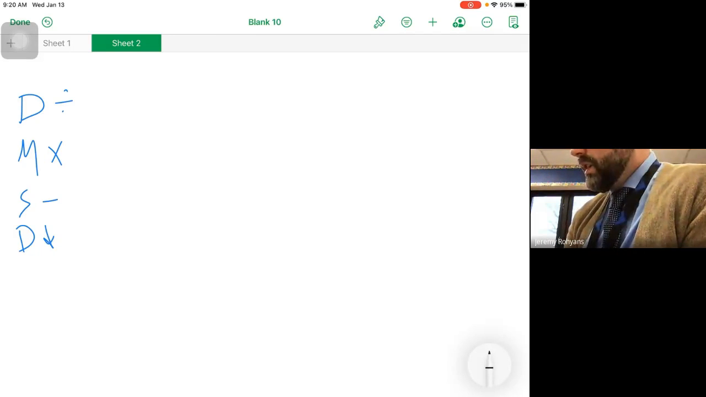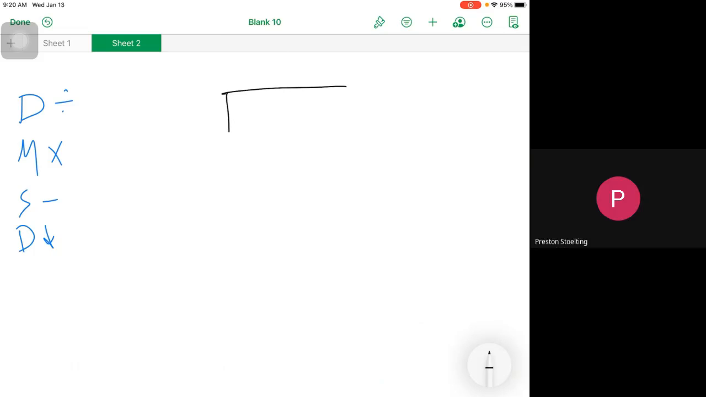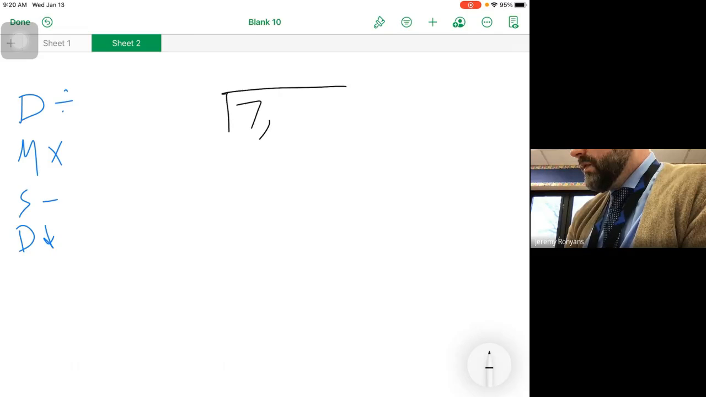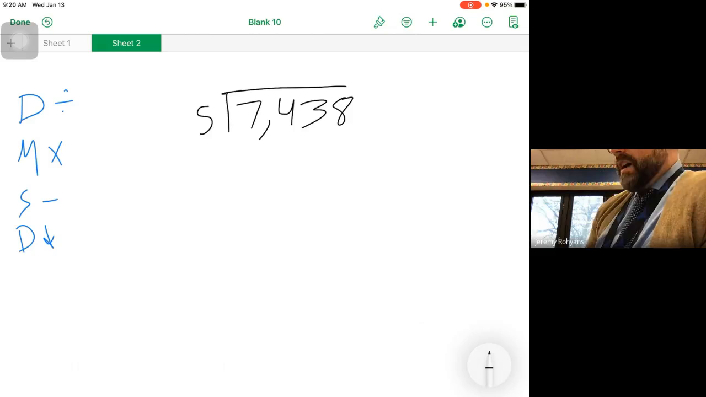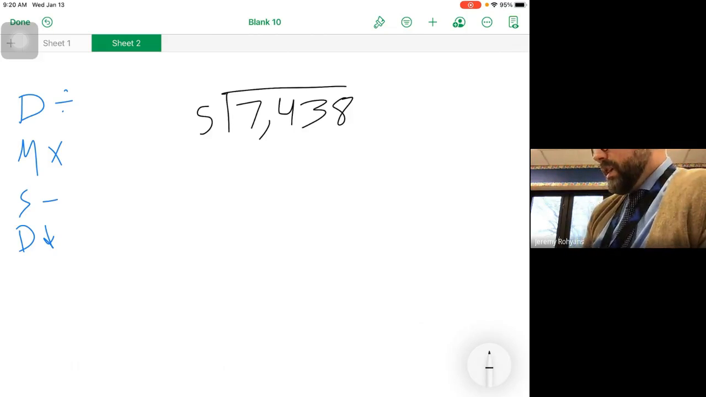So let's look at the number 7,438 divided by 5. 5 goes into 7. I see that and I go, okay. First step, divide. 5 goes into 7 one time. The 1 goes up here. Then I multiply and subtract.